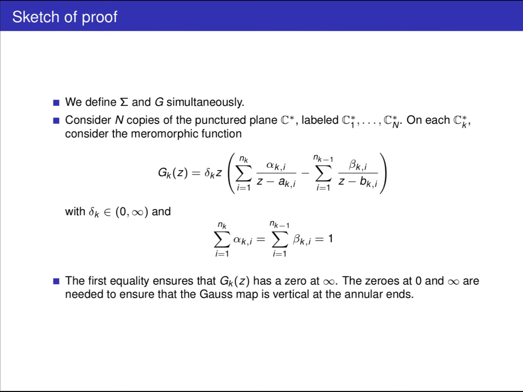So the first equality there, the sum of the alpha_{k,i} equal to the sum of the beta_{k,i}, ensures that g_k(z) will have a 0 at infinity. The zeros at 0 and infinity are needed to ensure the Gauss map is vertical at the annular ends.